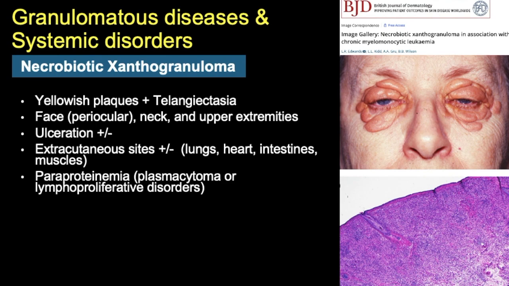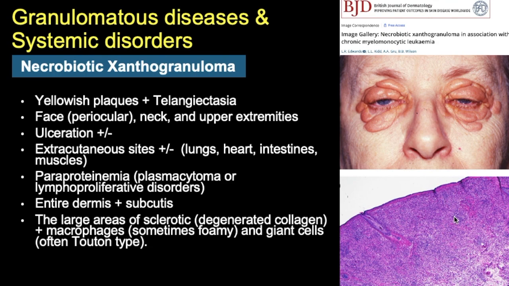Paraproteinemia in disorders that have plasmacytoma or lymphoproliferation. The pathology will involve the entire dermis and subcutis, where we see large areas of sclerotic degenerated collagen with macrophages, sometimes foamy, and giant cells, often the Touton type, with cholesterol clefts.